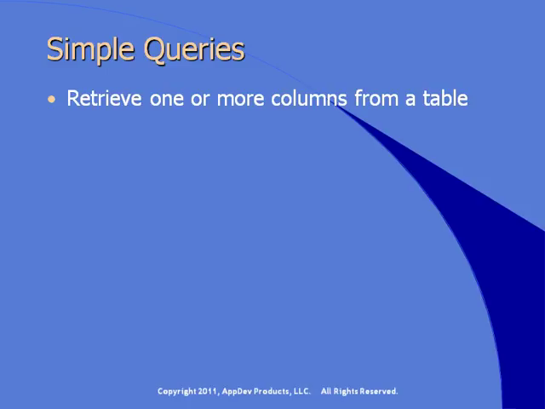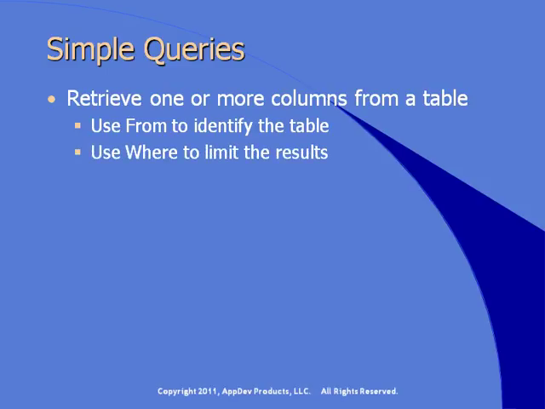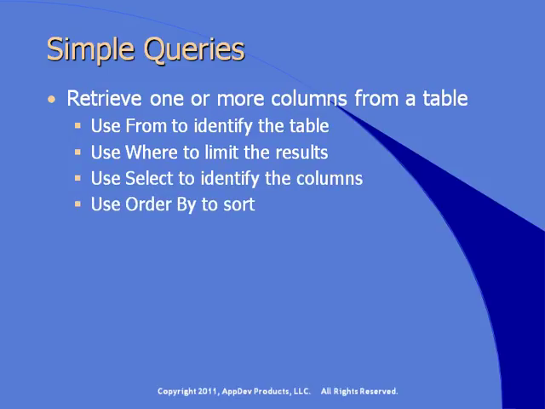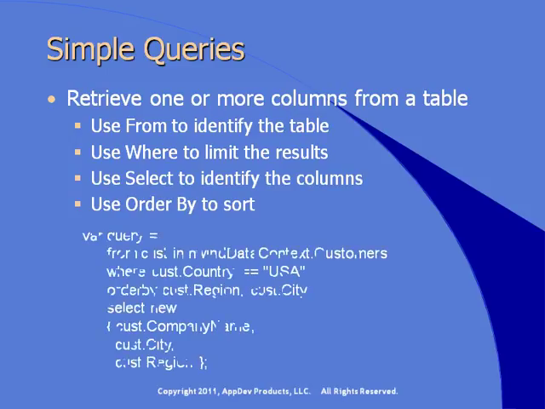So when you write a simple query, you can retrieve one or more columns from a table. You know that the from clause is going to be used to identify the table in the database. You can use where to limit the results, select to identify the columns that you want returned, and you can use an order by to sort. So in this example, we're going to retrieve some information from the customers table. We'll create a query variable. That represents our query. From cust in nwinDataContext.Customers, that tells us we're working with information in the customers table.